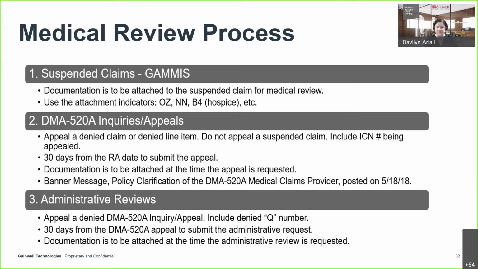For administrative reviews, these requests can be submitted on a previously denied DMA 520A appeal. The queue number must be included with the request. Supporting documentation is to be attached at the time of the request. You have 30 days from the denial letter to request an administrative review.